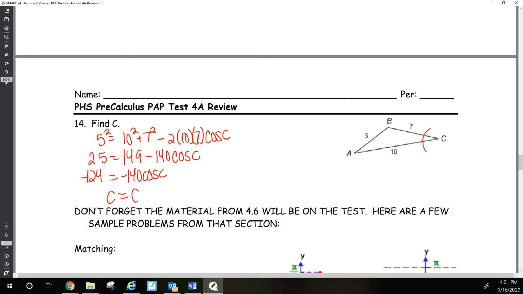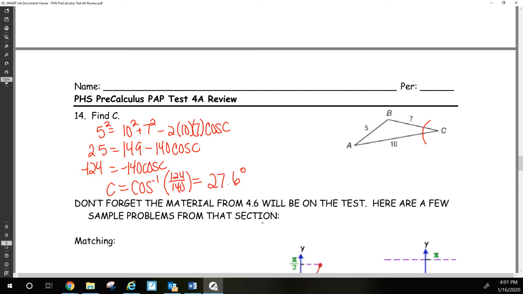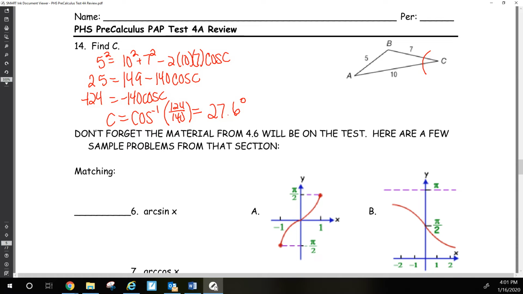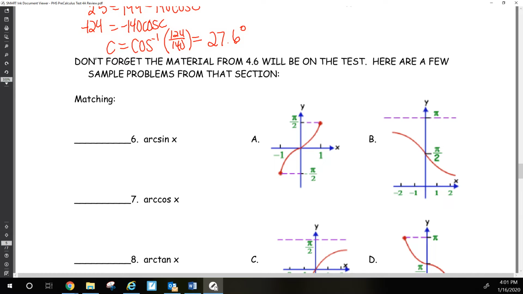So C is equal to the cosine inverse, because I'm going to divide off this 140, of 124 over 140. Crunching that into the calculator, I get 27.66, 27.67. There you go.